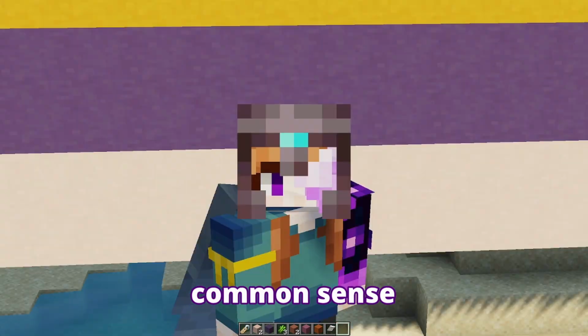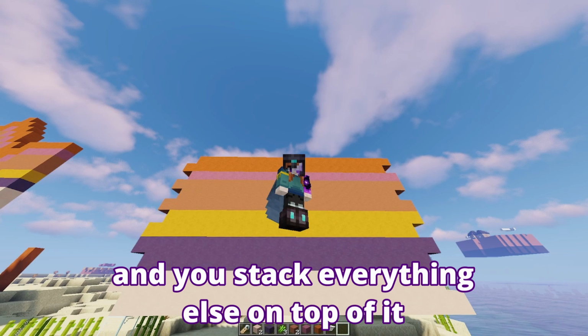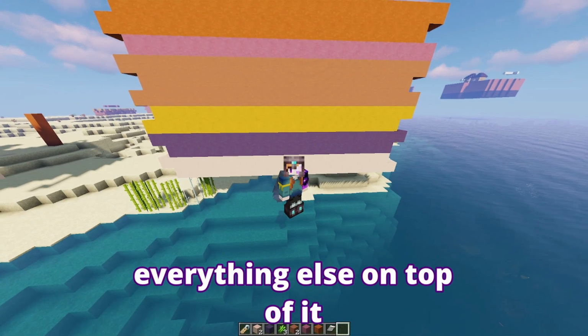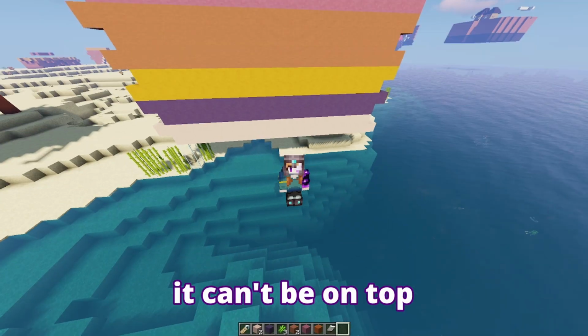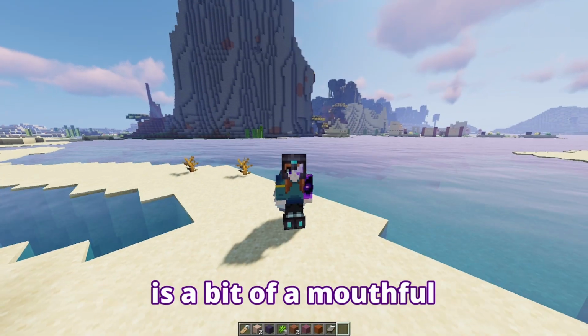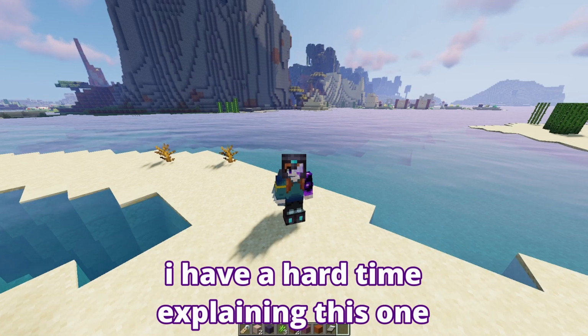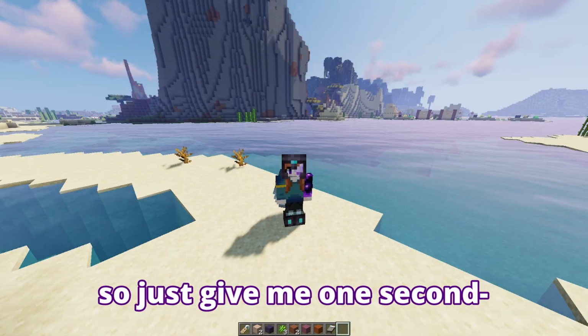Again, I would consider this common sense because if something's at the bottom of a stack and then you stack everything else on top of it, obviously everything else stacked on top of it is newer. It can't be on top if the things weren't underneath it to be stacked upon. The fourth geologic principle is a bit of a mouthful. It's called original lateral continuity. And I have a hard time explaining this one without an example, so just give me 1 second.